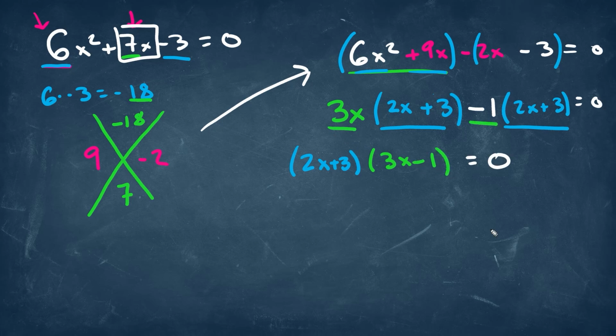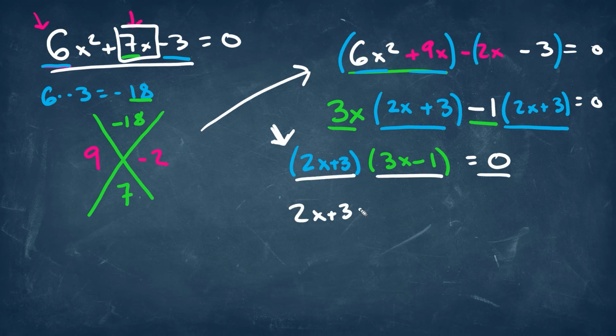and that's equal to 0. If you were to multiply this all out, you would get the same answer that you see right here. But now that we have it in this form, we can make it easy for us to solve by setting each one of our parentheses equal to 0. So 2x plus 3 is equal to 0 will be one, and 3x minus 1 equal to 0 will be our other.